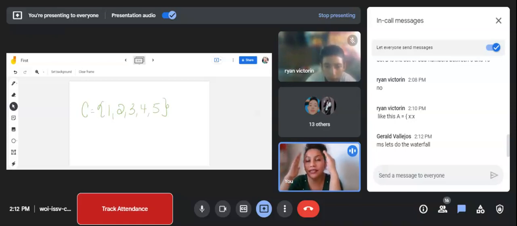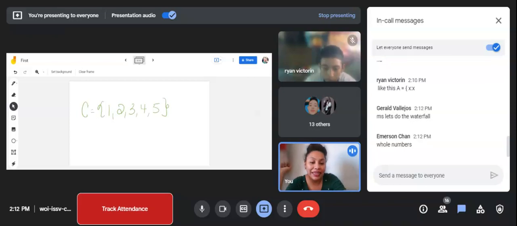So look at this set, and I want you guys to tell me 1, 2, 3, 4, 5. What kind of number? And that is a keyword. What kind of number are these? Are these integers, whole numbers, rational, irrational, natural? What kind of numbers are these? Anybody has any ideas? Nadie, nobody.